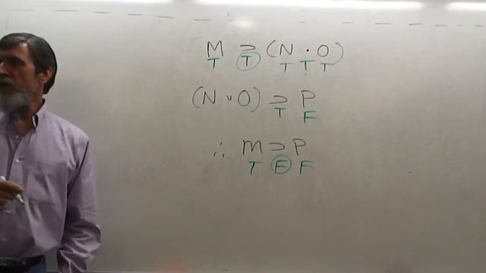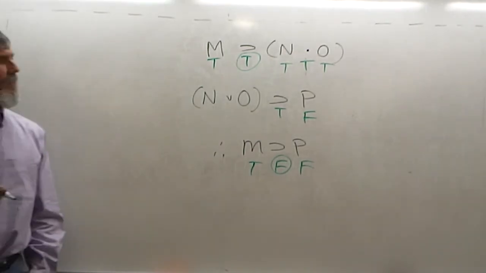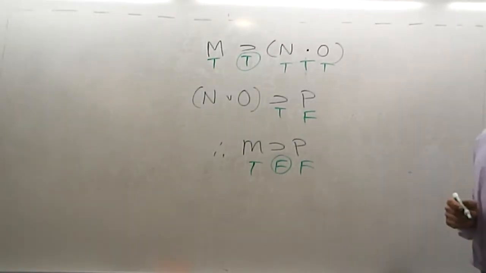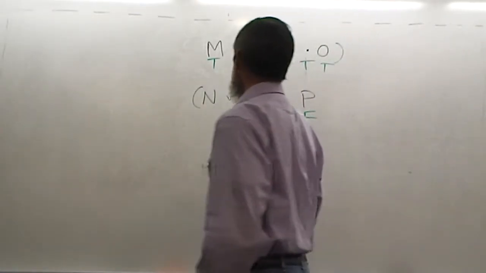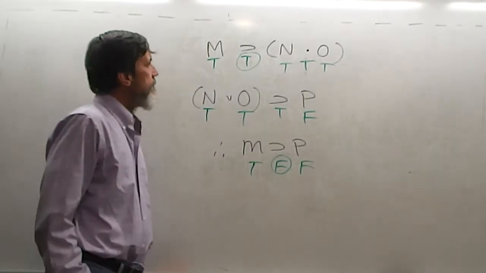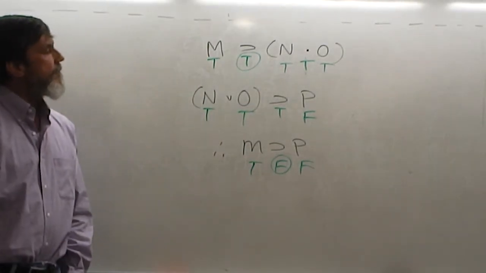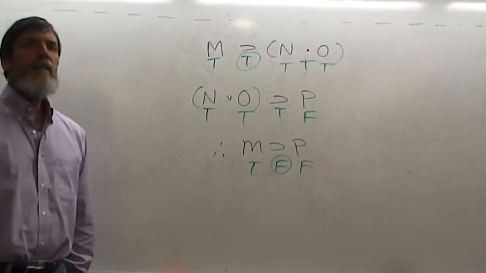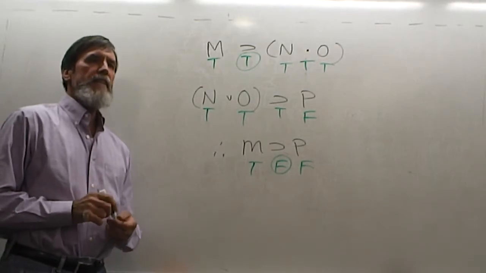Now we want to transfer those truth values to any other occurrences of N and O. We do have N and O. Okay, we have two true disjuncts. What does that make our wedge? True.